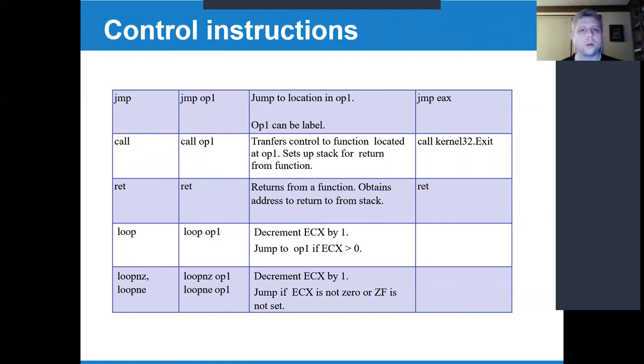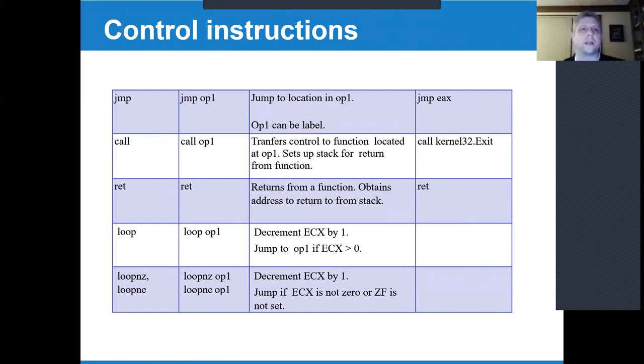Calls will transfer control to a function located at the address given to it. It also sets up the stack to return from the function. And we talked about some of the different ways that when a call is made, the parameters are set up to pass control to the function, how the EBP and the ESP, the base pointer and the stack pointer, are set up. In addition to that, how when something returns from a function, it cleans up the stack. And there are different ways to do that.